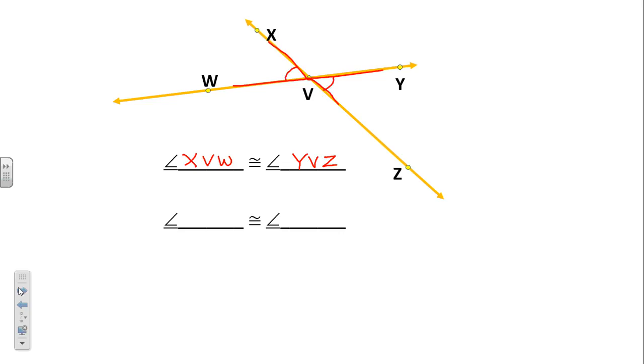Haven't picked on the other Zach yet. Zach S, what are my other two angles that are congruent? WVZ and XVY. Very nice. Okay, so we can show those are congruent by using two arcs to show those two have the same measure. Thank you.